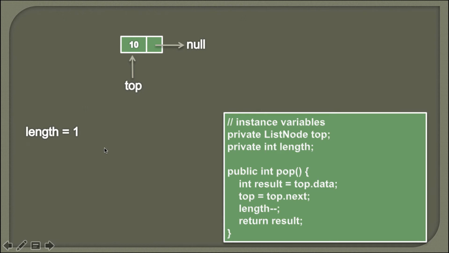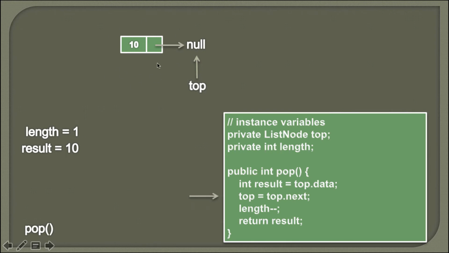Now if we again call the pop method, first we'll store the data inside this list node which is being pointed by the top. So we are simply assigning top.data into an integer variable result. And as we need to remove this node, we'll simply break this link and assign top to its next. So we are simply assigning top.next value to top. So top.next is pointing to null. So we are simply assigning a null value to top. So it would look something like this.